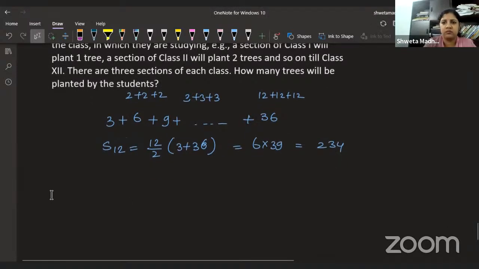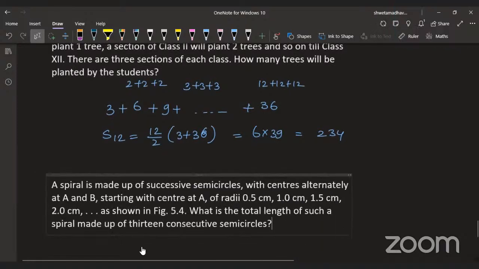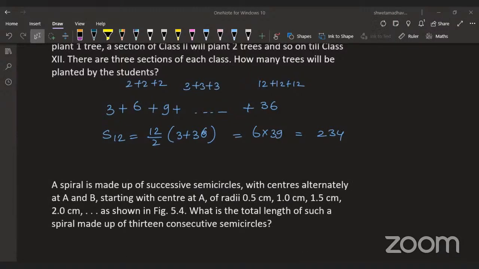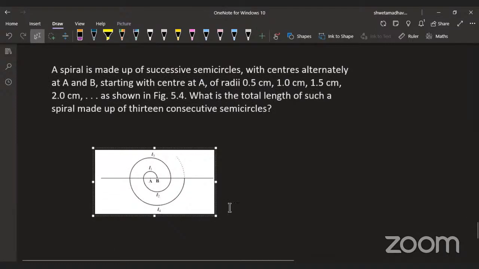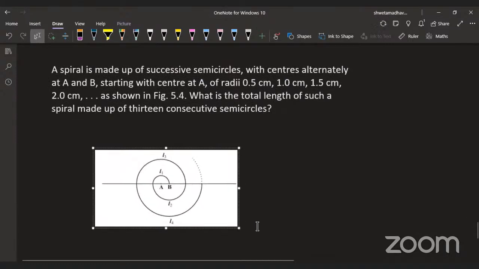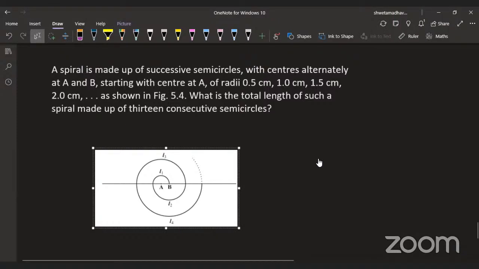Clear? Yes, ma'am. Ma'am, for the interest based question, is there also some AP? Interest, yes. Okay, ma'am. There also you can do it with that. They can ask that question.